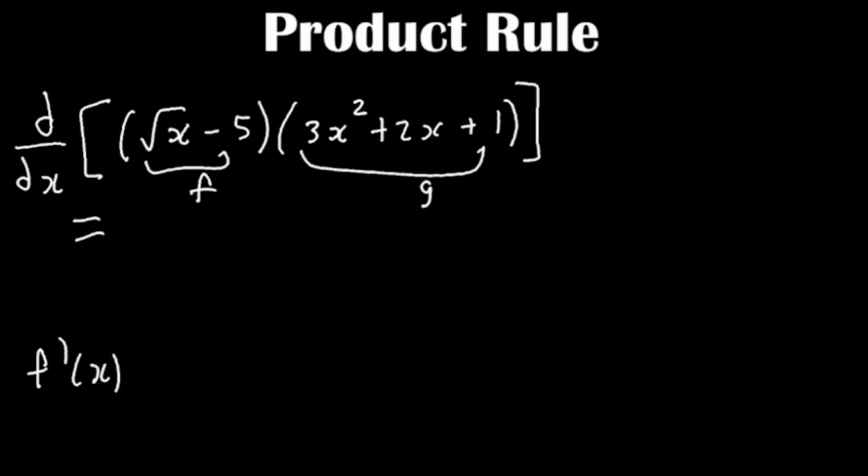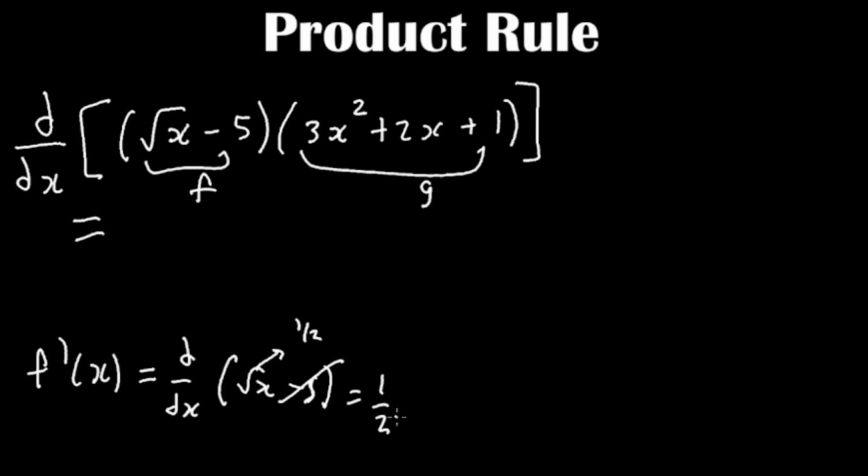F prime of x, that's going to be the derivative of square root x minus 5. This constant is going to go to 0. We're differentiating it. This is the same thing as a 1/2 power, so we can bring that 1/2 down, and then x to the 1/2 minus 1, that's negative 1/2. So that's 1/2 x to the negative 1/2. That's the same thing as 1 over square root x. So this is 1 over 2 square root x.